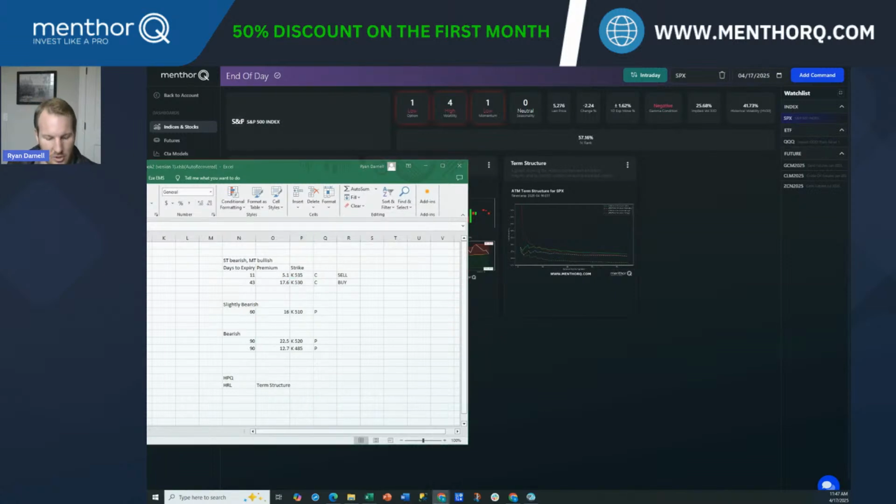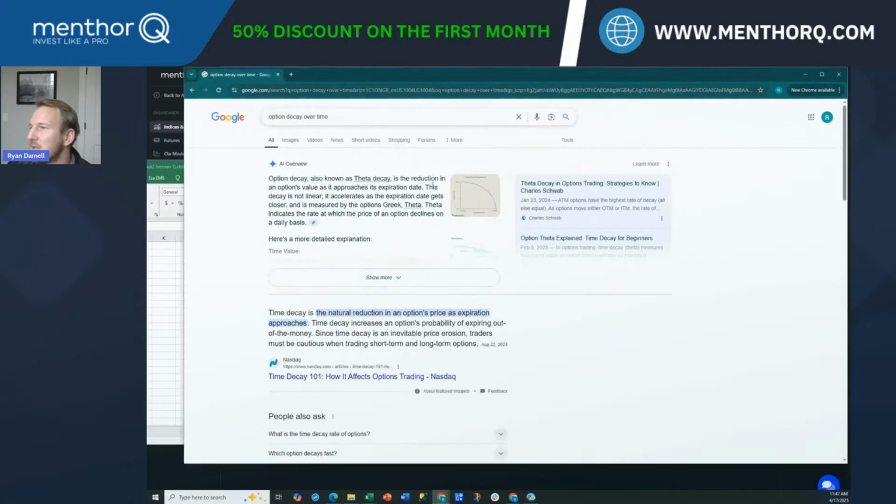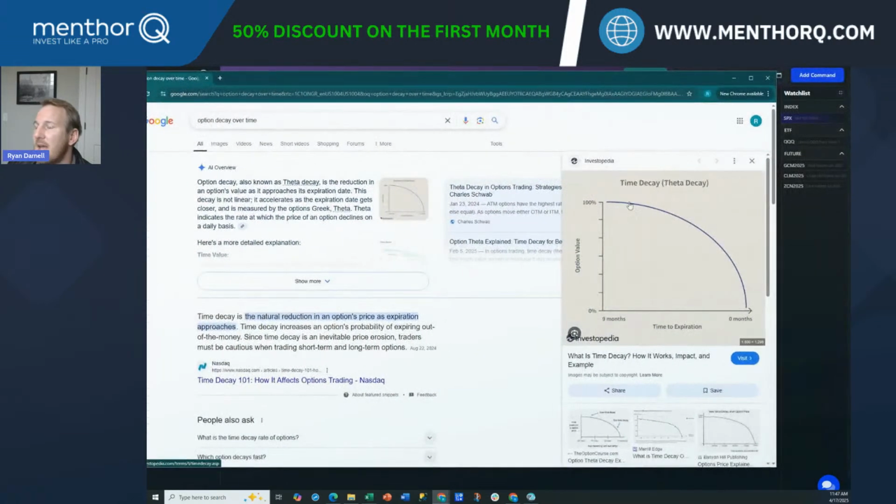See if I can pull up a chart here. Here's a quick chart for everyone to see. So options decay exponentially, meaning that they hold their value over time, and then at the very end, it kind of all tanks.